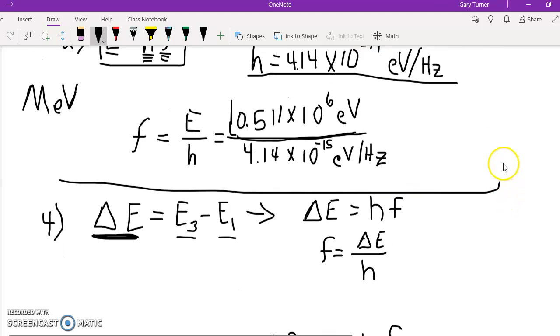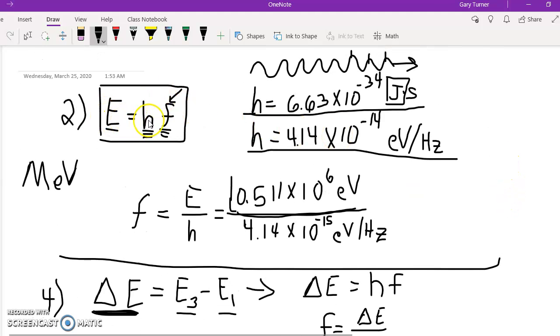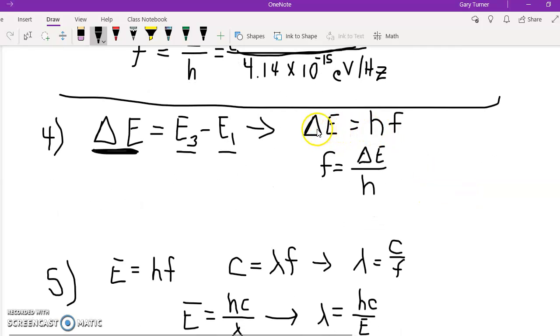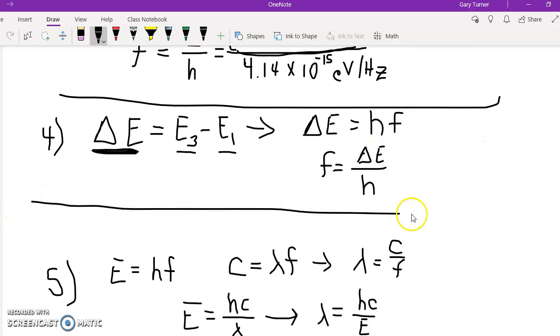So we can just use this equation again. Energy is equal to HF. And here we have a delta energy, but it's still really an energy. It's a value of energy. It's the difference between two energy levels. And so you can still use this E equals HF equation and solve that for F to get the frequency. Divide both sides by h. So that's problem number 4.